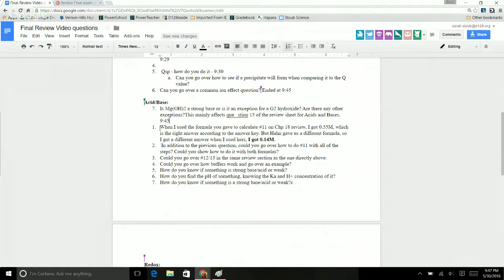When I use the formula you gave to calculate number 11 on the chapter 18, yes. So I actually called Han about this to make sure I understood how she taught it. So I'm going to show you how I would teach it and how she would teach it, and then we should be good.